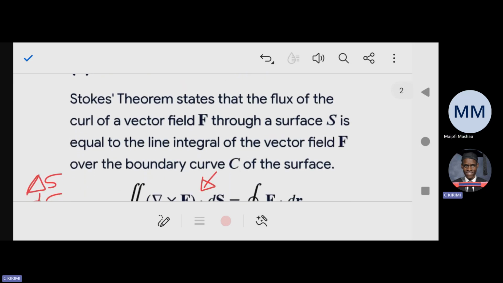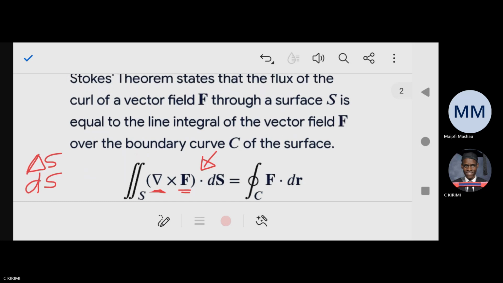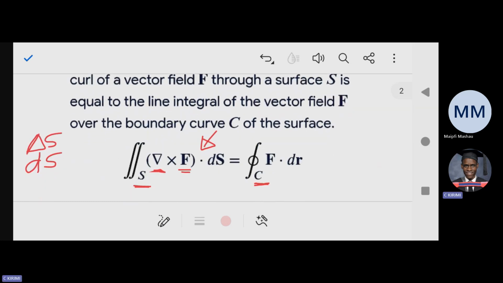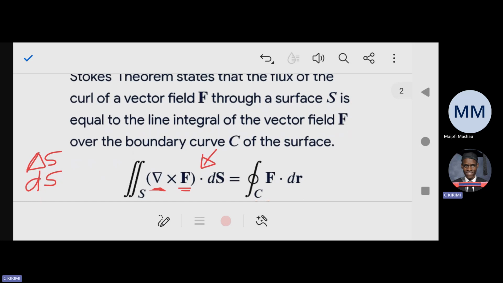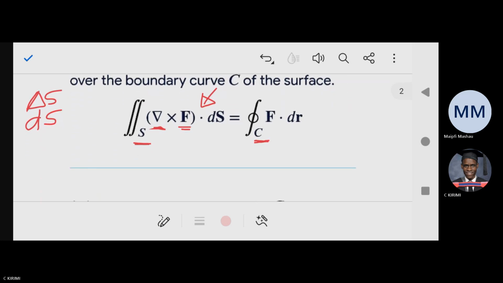State that the flux of a curl over a vector field F through a surface S. So we are just interpreting this. What is written there? The flux of the curl of a vector field F through a surface S is equal to the line integral of the vector field F over the boundary curve of the surface. Then you state that equation. We are done.